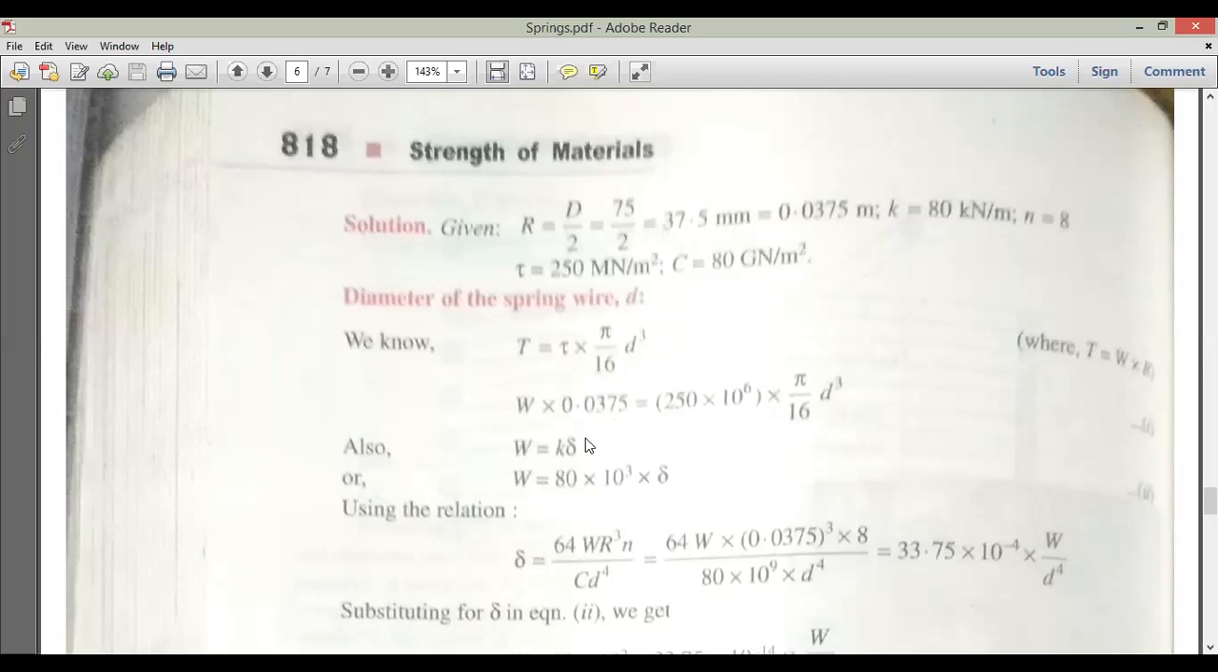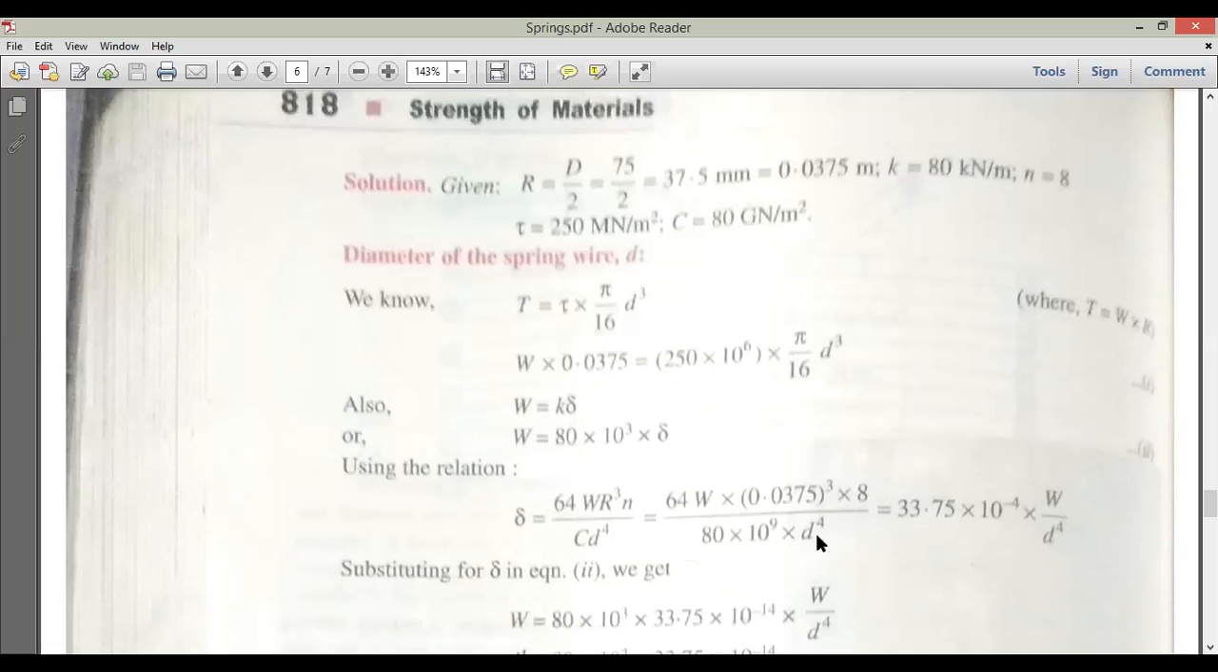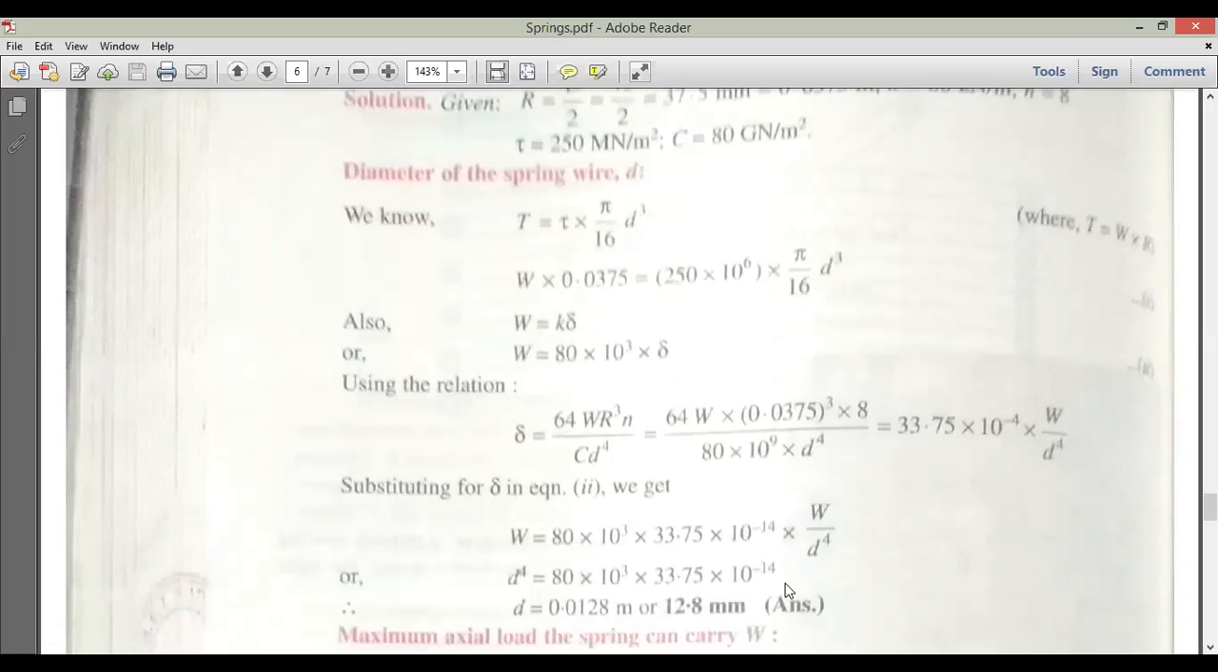W is equal to K into delta. Delta is the expansion, K is the spring constant. So work done is W equals 80 into 10 power 3 into delta; 3 is for kilo. So this way we have found W. Substituting this value into delta, the spring expansion. On both sides we have d raised power 4. So substituting and cancelling out d power 4, we will be having weight W, and this way we will find d, the diameter of the spring wire.